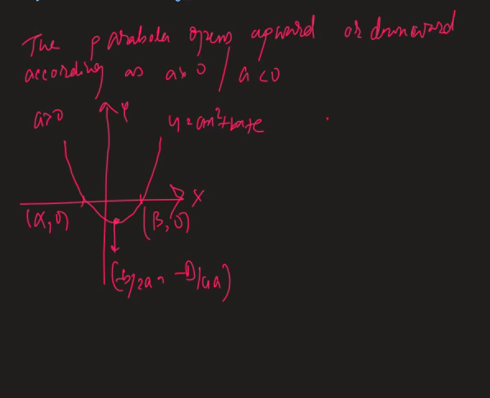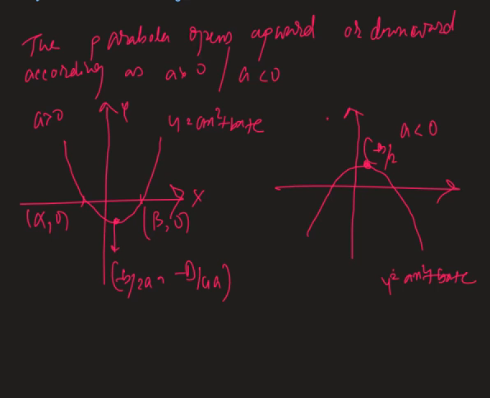Now the next possibility is for a less than 0. y is equal to ax square plus bx plus c. Here a is less than 0, and we get a point in here with coordinate minus b by 2a and minus d by 4a.